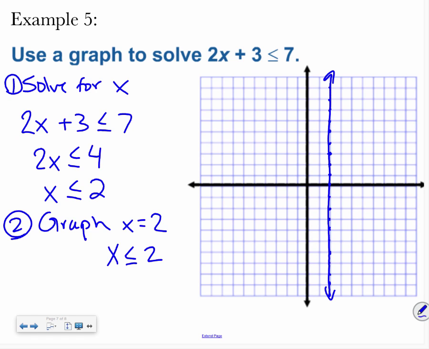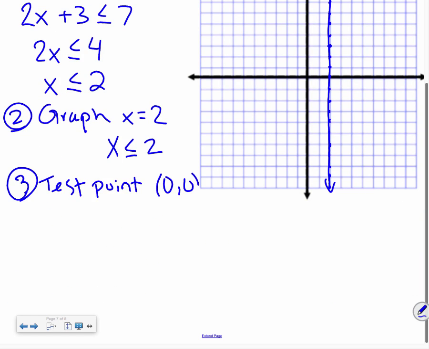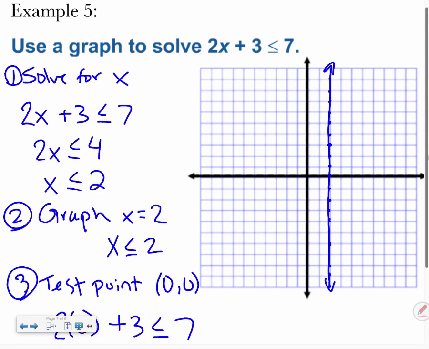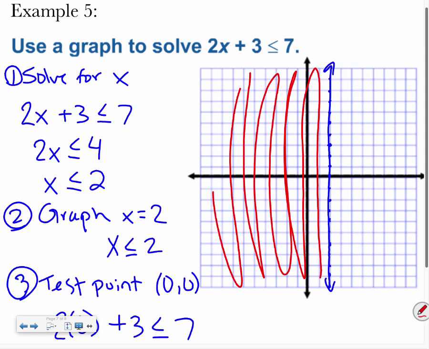And then for number 3, test a point. So if we test 0, 0 again, we get 2 times 0, because x equals 0, plus 3 is less than or equal to 7. So that just becomes 3 is less than or equal to 7. And that's true. So that means everything on the same side as 0, 0 is going to get shaded in. And that is how you would do that problem.